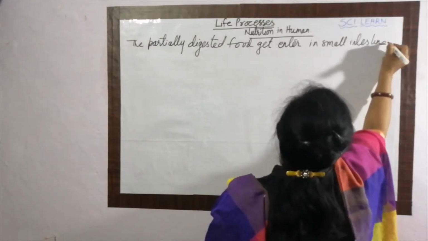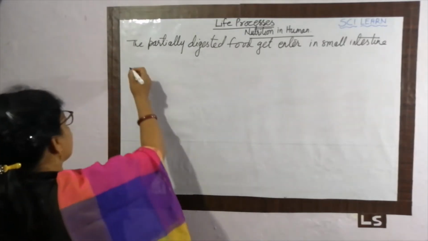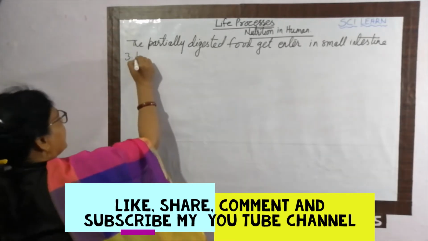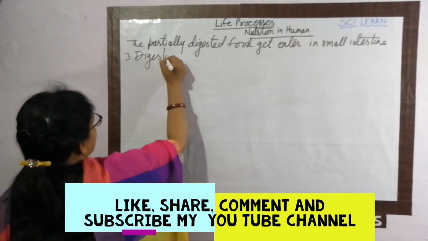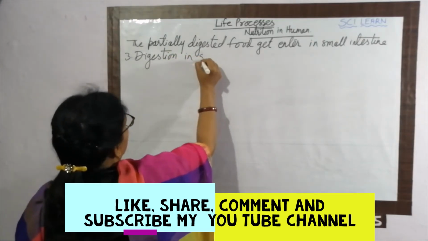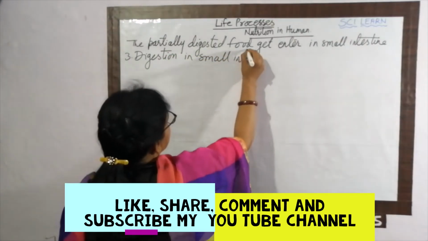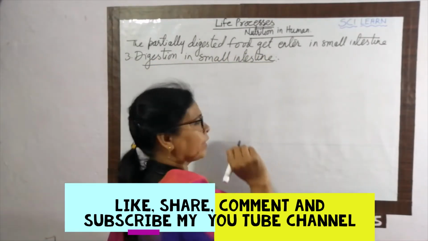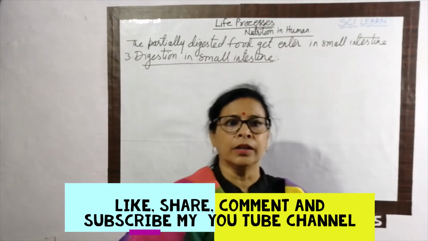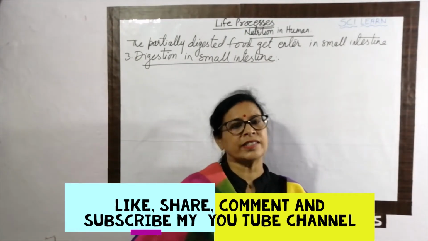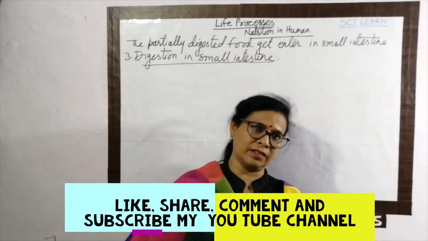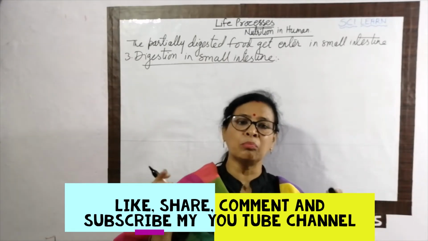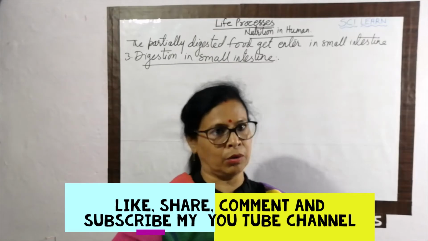So look at your diagram. The small intestine. Okay, the third step of digestion is the digestion in small intestine. Okay, now look at the diagram. The two organs come and join here. Okay, small intestine is the largest part of the alimentary canal, because the complete digestion process is going on here only.